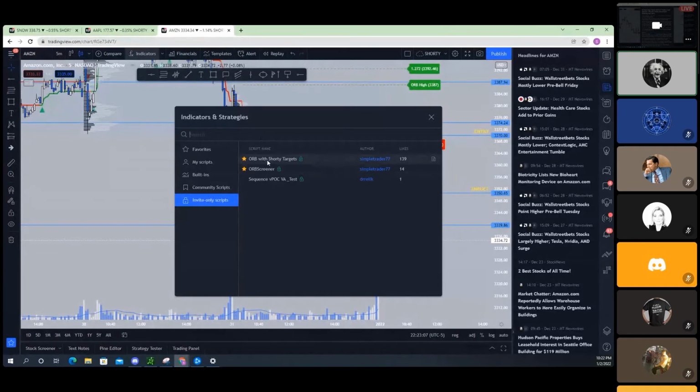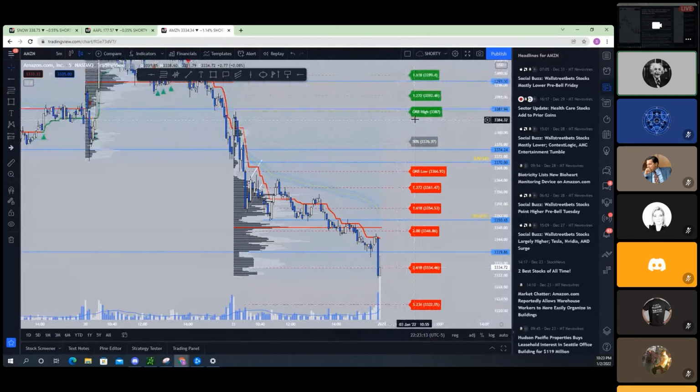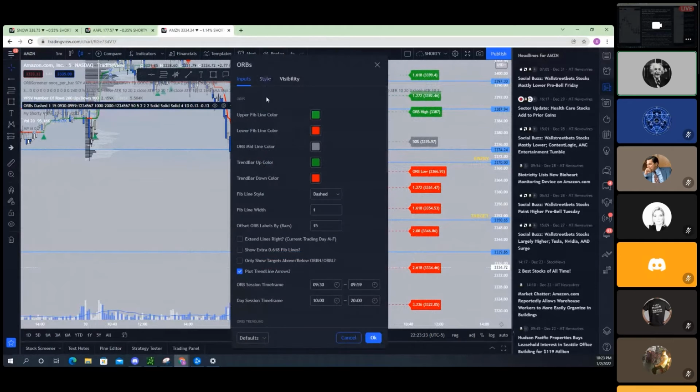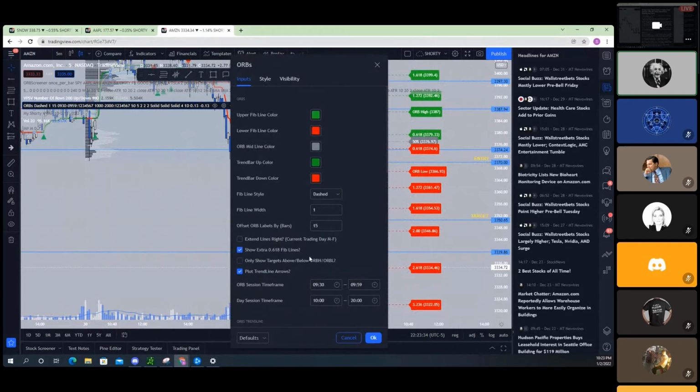Orbs is shorty targets. That's basically these levels here that you're going to get with the orb high and the orb low, which is right here. And then the 50% is basically the half of that orb high and orb low. If you want to adjust some of the settings, like the colors, you can definitely do that here. If you want to add any other extensions like 618, you can add that, and it gives you another level in between. I personally don't use it, but you can if you want. It's a golden ratio fib.